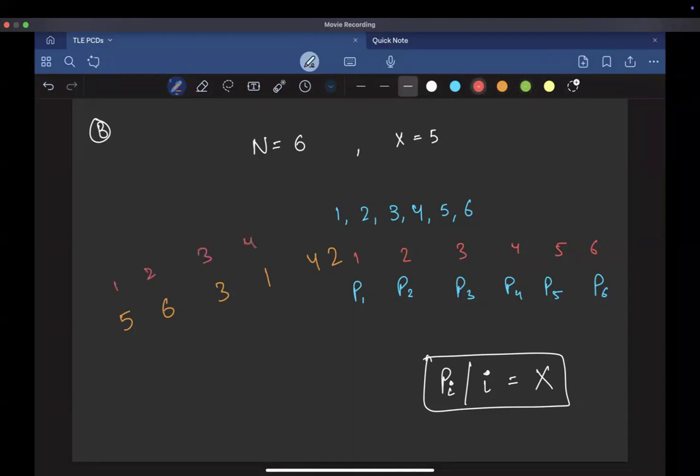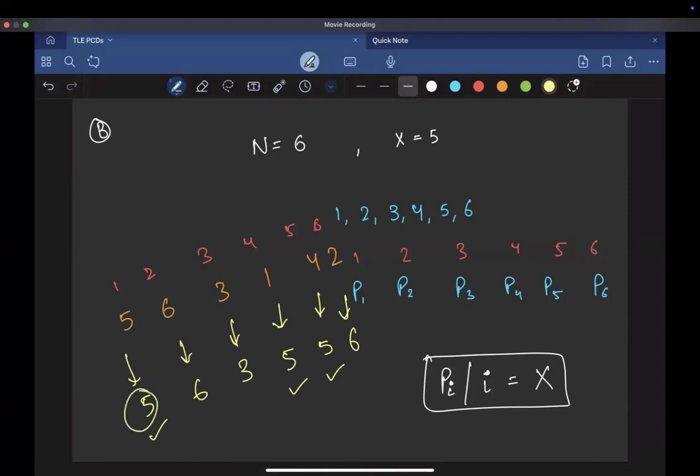The indices are 1, 2, 3, 4, 5, 6. So what happens here is the bitwise OR of these two is 5. Bitwise OR of these two is 6. Bitwise OR here is 3. Bitwise OR here is 5. Bitwise OR here is also 5. And bitwise OR here is 6. So we are basically having three positions where the bitwise OR is equal for both of the elements. For these three pairs, the bitwise OR is equal to x.